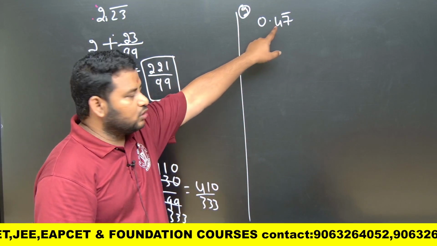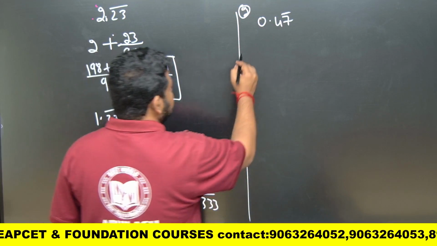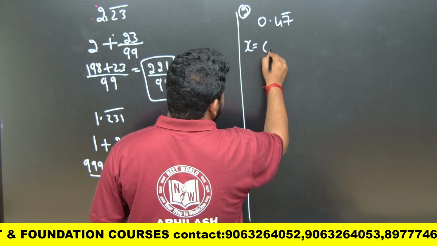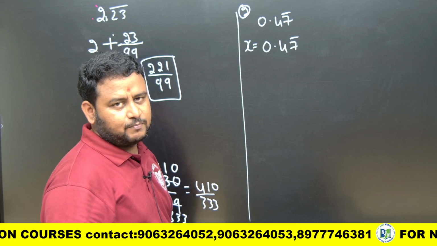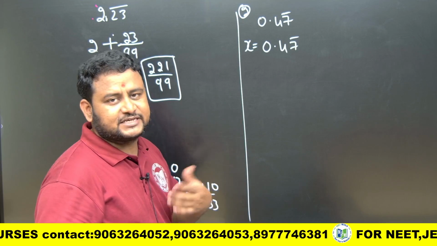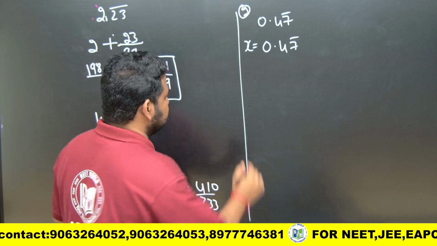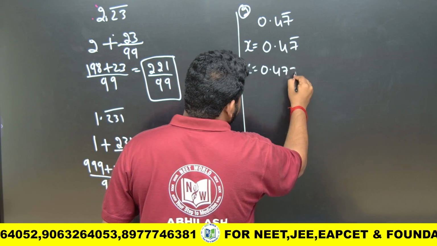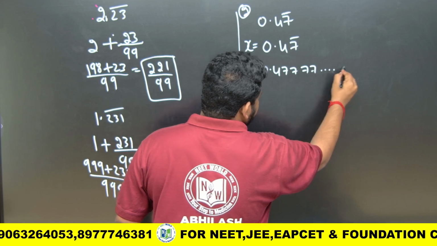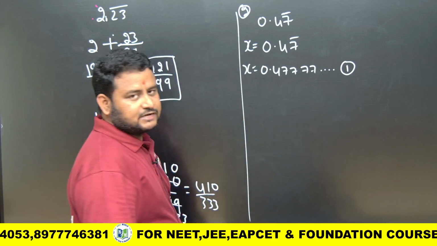They have given that only on 1 digit the bar is there. First step: let us write x is equal to 0.47 bar. Next step, we have to expand the bar and write it as equation 1. So x is equal to 0.477777, and this will be equation 1.